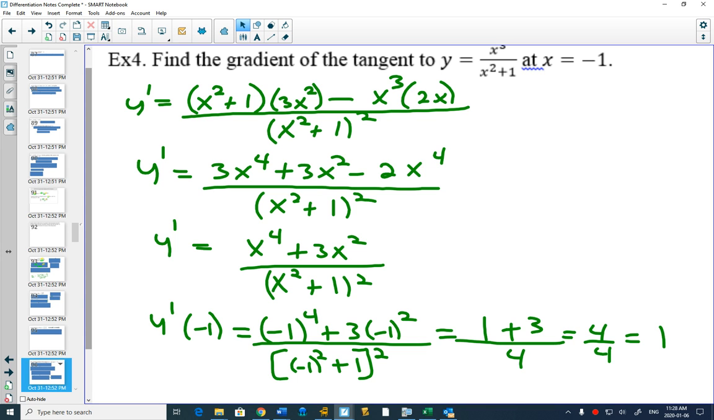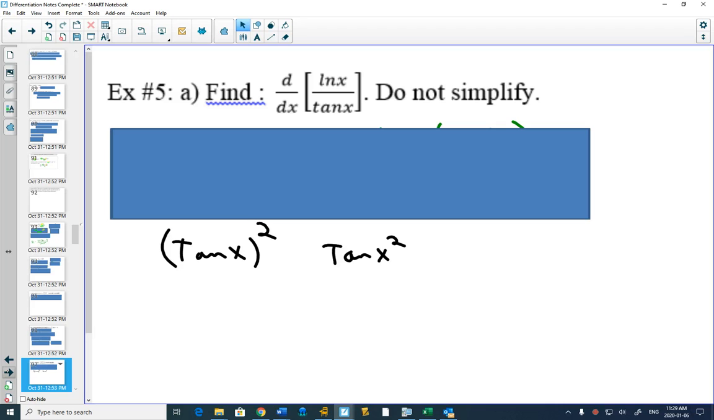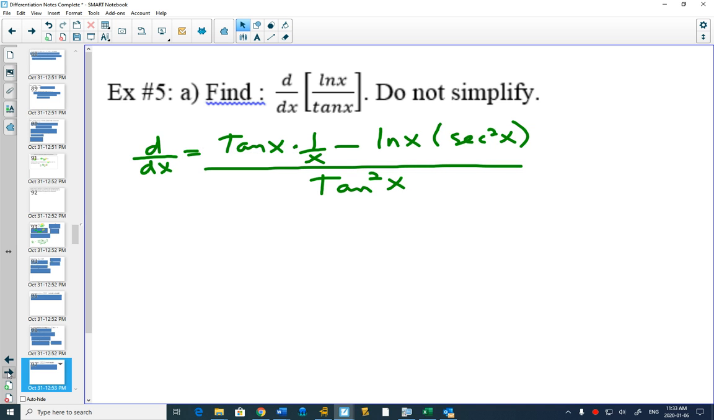Okay, 5 and 6. Again, I'm going to let you try it first. You might have to scroll back in your notes because you've forgotten some derivatives or you haven't memorized them yet. There's the first one.